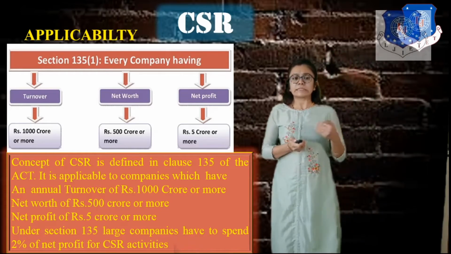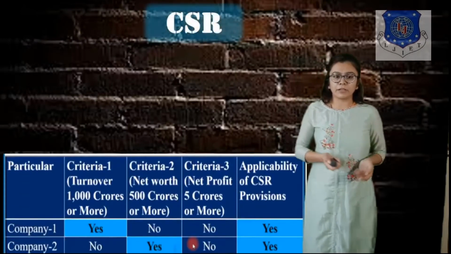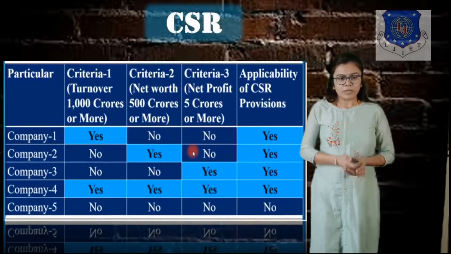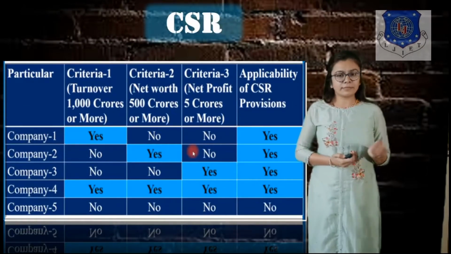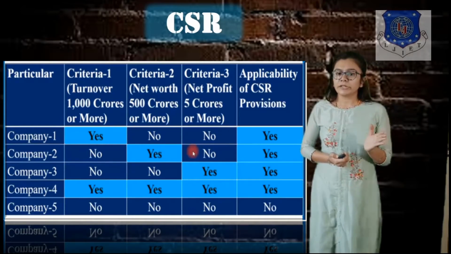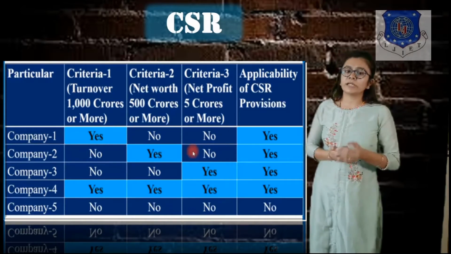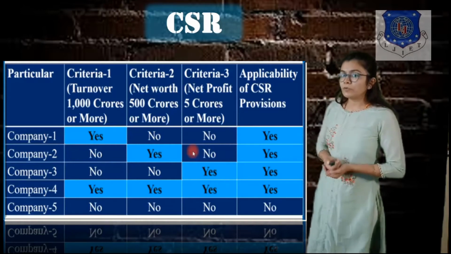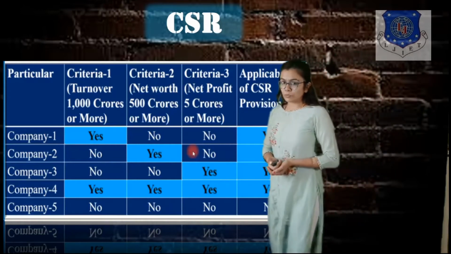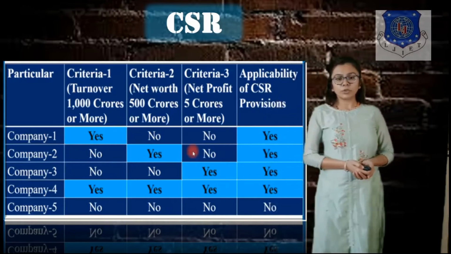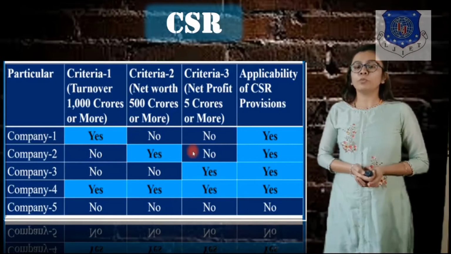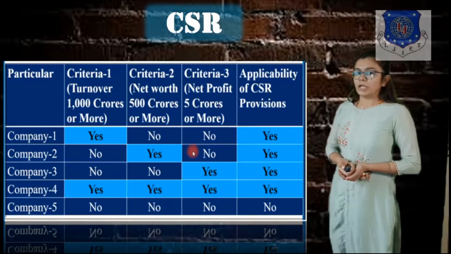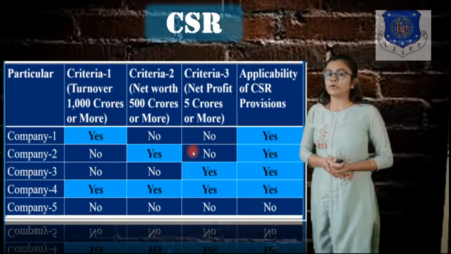Let's discuss it with one table. In this table, there are 5 companies and these are the 3 criteria. Criteria number 1: turnover more than 1000 crore. Criteria number 2: net worth 500 crore or more. And criteria number 3: net profit 5 crore or more.